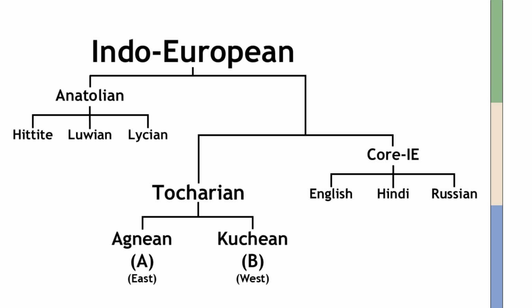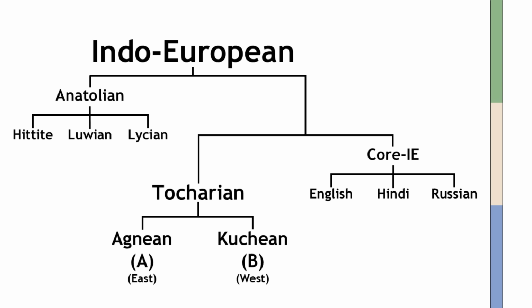Tocharian is generally considered to have been the second branch to split off from the Proto-Indo-European language, around 500 years after the ancestor of Anatolian went its own way. At this point, only 3 branches of the family existed, with all 450 modern languages descending from the third.